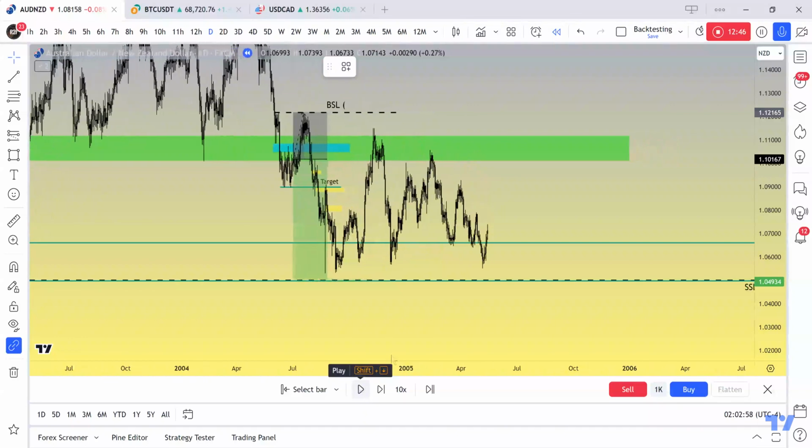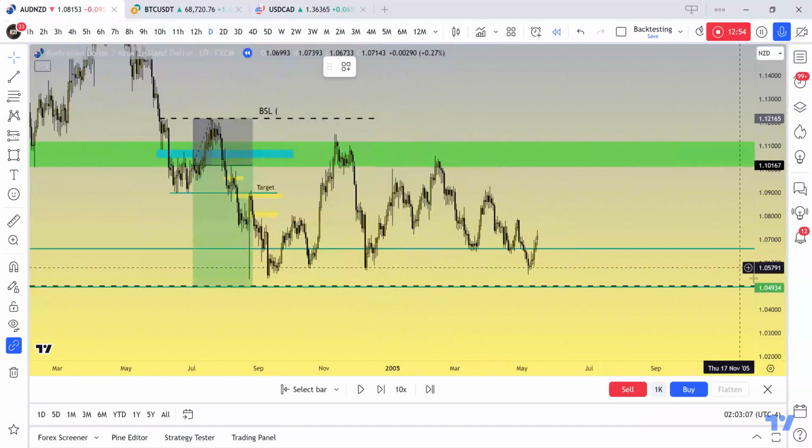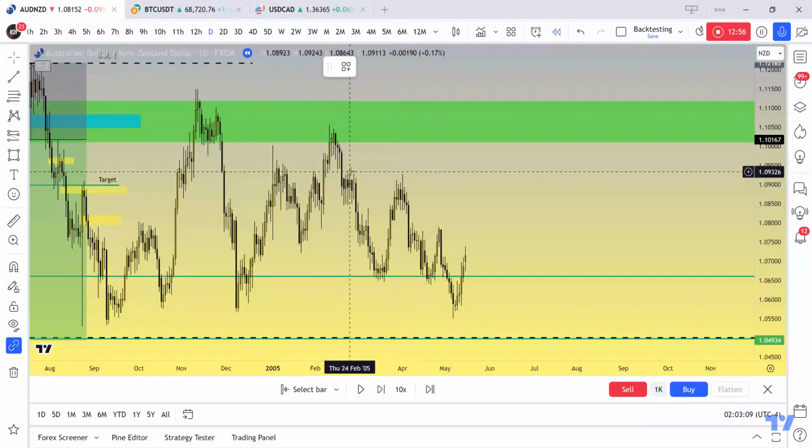Still consolidating. So there are trades here to be taken, right? Into this gap, taking out this low, still in that range. Also intermediate lows into this gap.